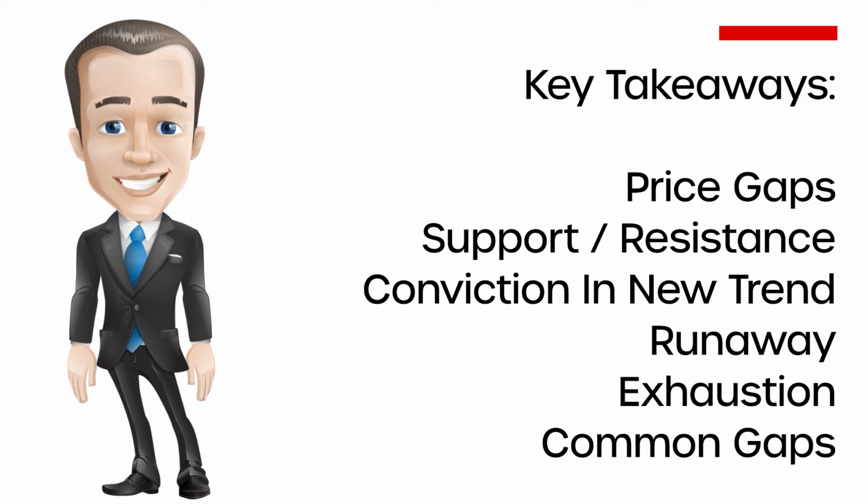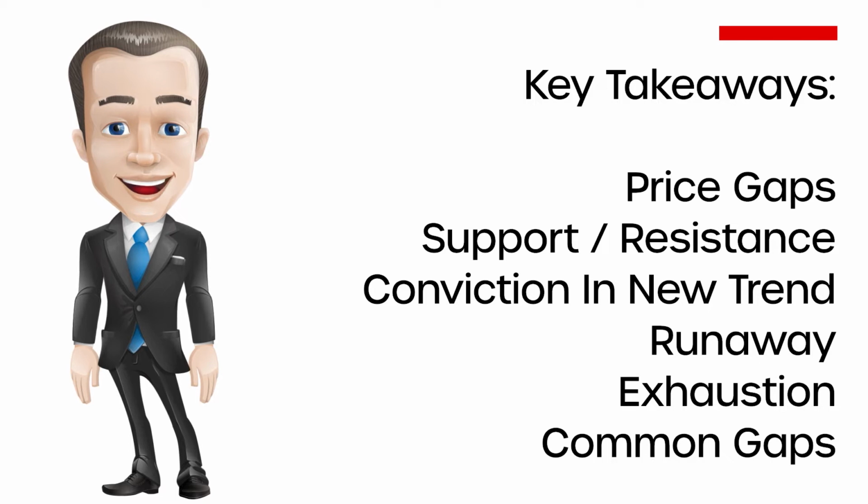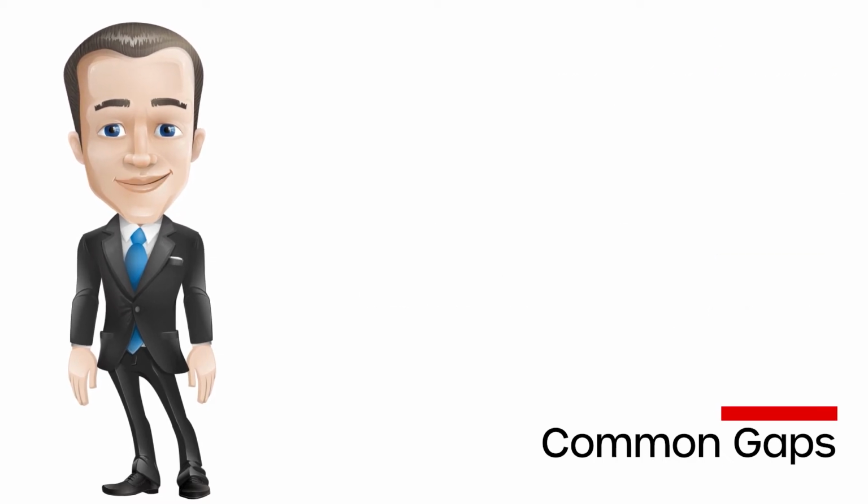A breakout gap occurs when the price gaps above resistance or gaps below support. Support or resistance in this case is often associated with a chart pattern such as a trading range, triangle, wedge, or other patterns. Breakaway gaps often occur in a trend and show conviction in the new trend direction. Other gap types include runaway, exhaustion, and common gaps.